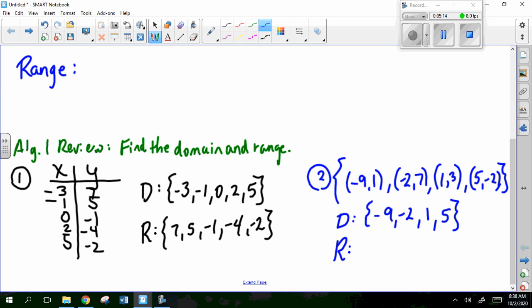All right, so someone else tell me the range, please. 1, 7, 3, and -2. And I guess I could spend the time putting them in order, but I'm not even worried about that at this point, as long as you know it's the y values. Okay? So that's what you had to do with domain and range in Algebra 1.